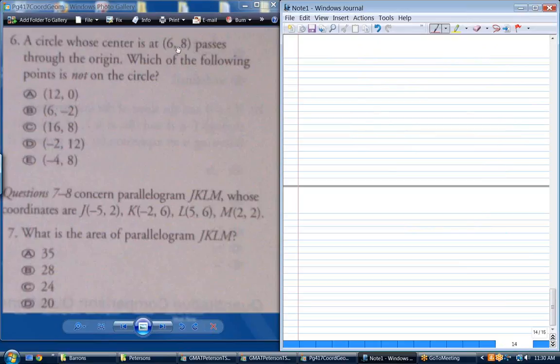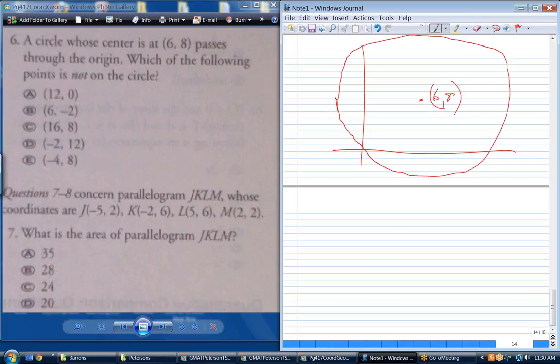A circle whose center is at 6 comma 8 passes through the origin. Well, it seems like we just did this. Only the last one was 3 comma 3. This one is 6 comma 8. Which of the following points is not on the circle? Well, you would have to go through them again.